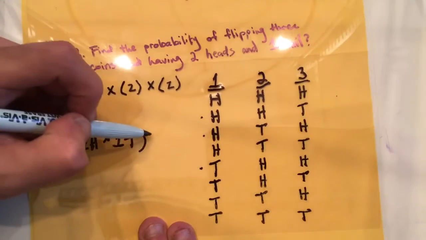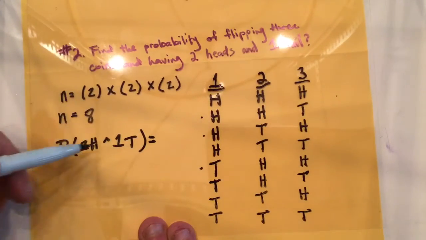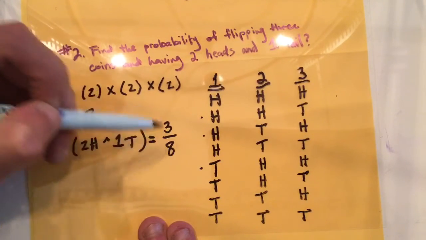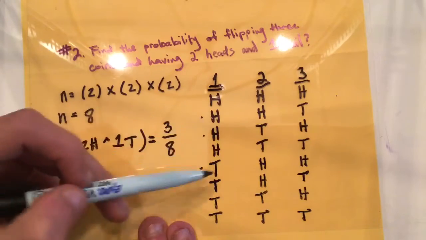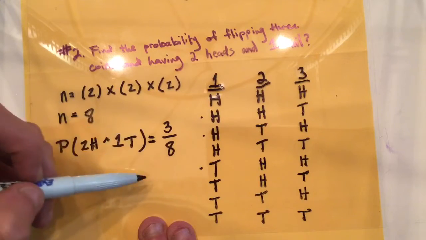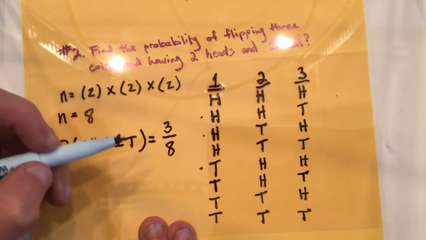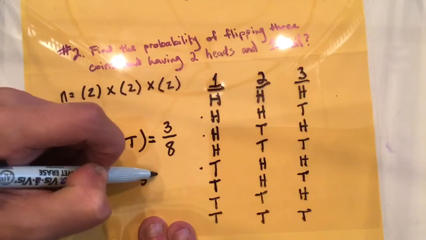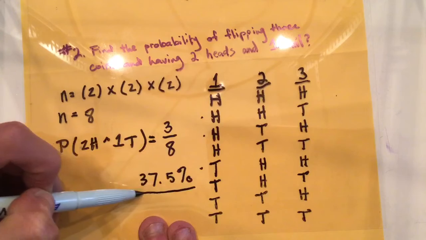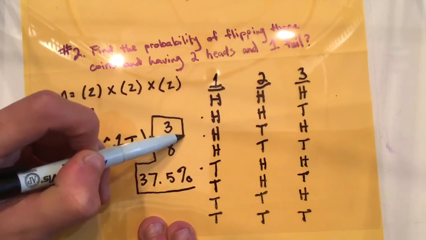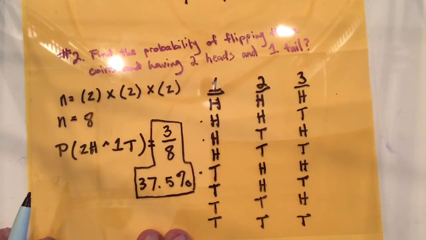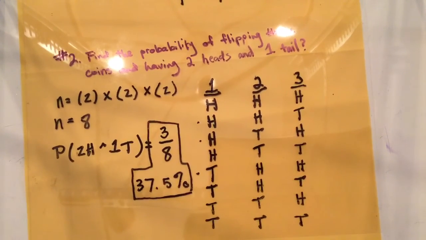So here we got the probability of 2 heads and a tail is equal to 3 divided by 8, because 3 have the event that we want, and there are 8 possible outcomes total. So 3/8, or if you wanted to do that as a percent, 37.5%. Boom. There's your answer. All right, so hopefully these help. And that's it.